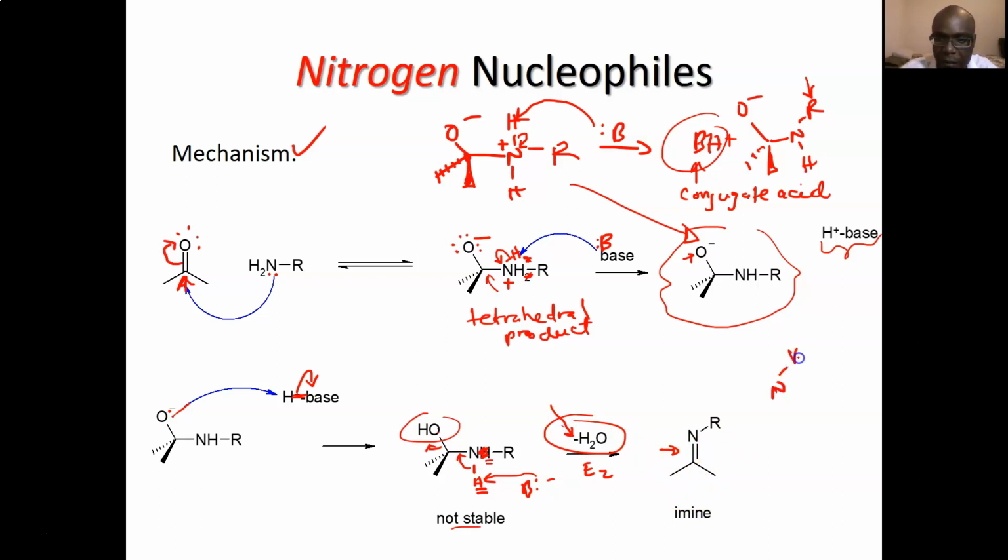Imines are just molecules with double bonds to the nitrogen, and then you have carbons. That's imine. Enamine, the double bond will be between two carbons, the nitrogen will be by itself. So this will be called enamine. It's coming up. Enamine is where the double bond is between two carbons. Imine is where the double bond is between a carbon and a nitrogen.